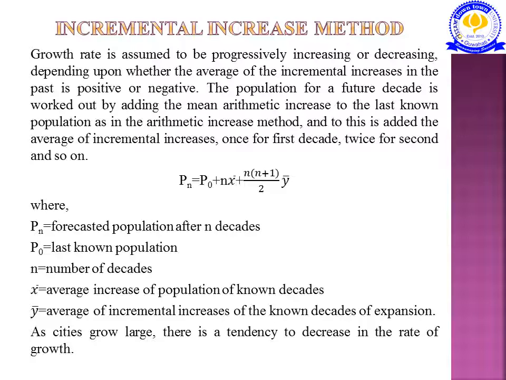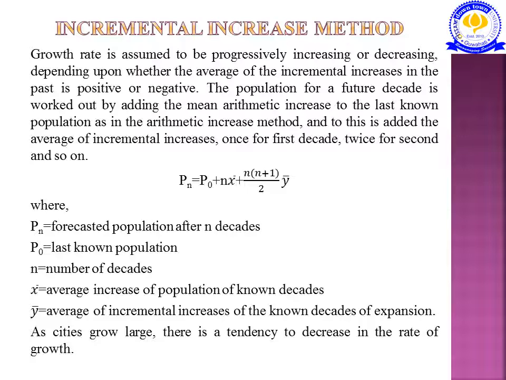Then what is the incremental increase method? Growth rate is assumed to be progressively increasing or decreasing. So the growth rate might increase, or it might decrease, depending upon whether the average of the incremental increases in the past is positive or negative. The population for a future decade is worked out by adding the mean arithmetic increase to the last known population, as in the arithmetic increase method, and to this is added the average of incremental increases, once for the first decade, twice for the second, and so on.